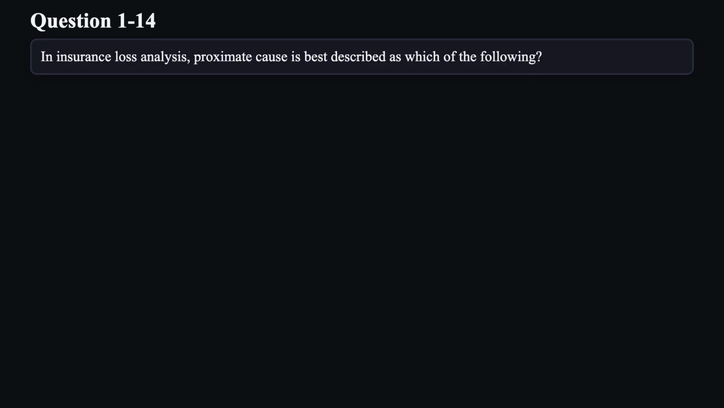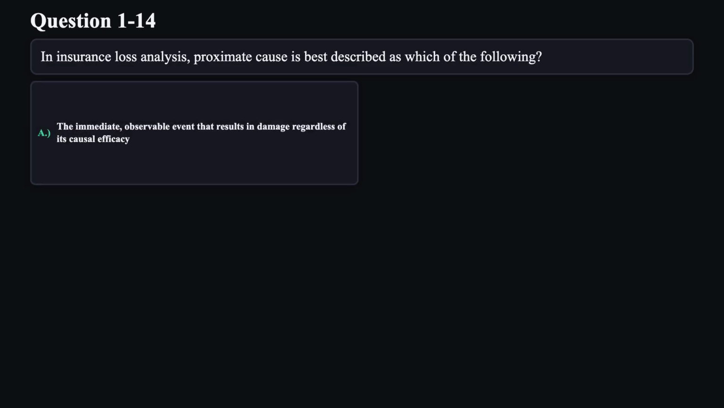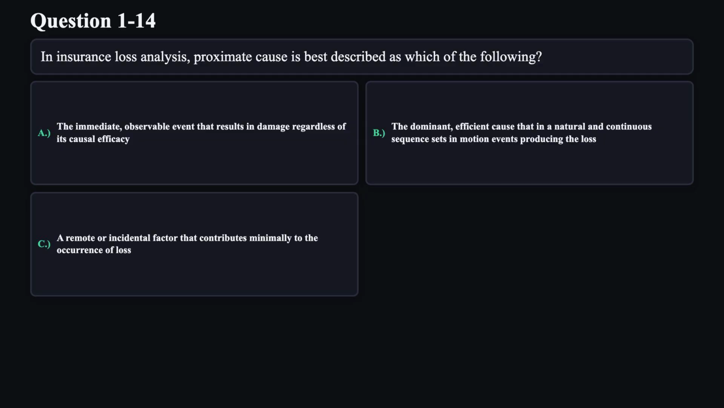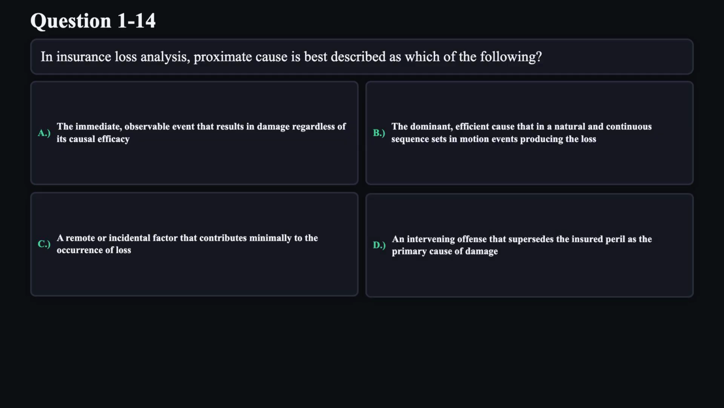Question 14. In insurance loss analysis, proximate cause is best described as which of the following? A. The immediate observable event that results in damage regardless of its causal efficacy. B. The dominant efficient cause that in a natural and continuous sequence sets in motion events producing the loss. C. A remote or incidental factor that contributes minimally to the occurrence of loss. D. An intervening offense that supersedes the insured peril as the primary cause of damage.